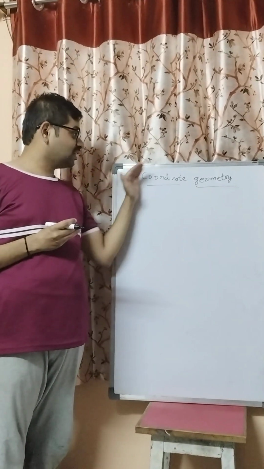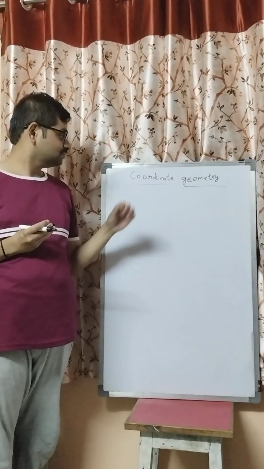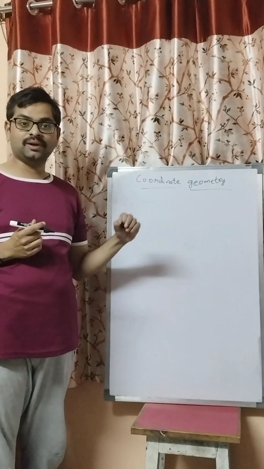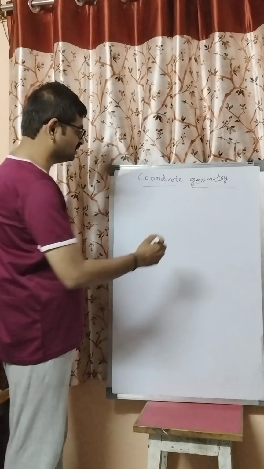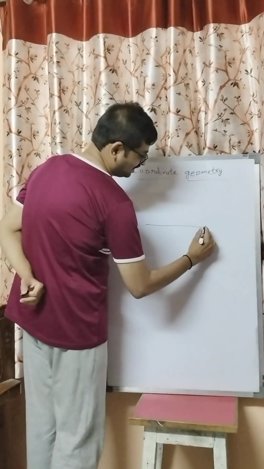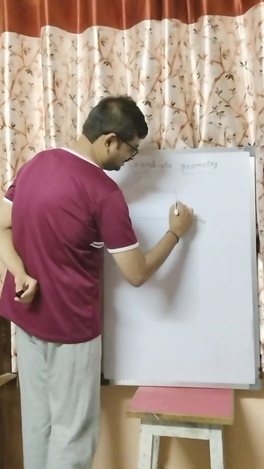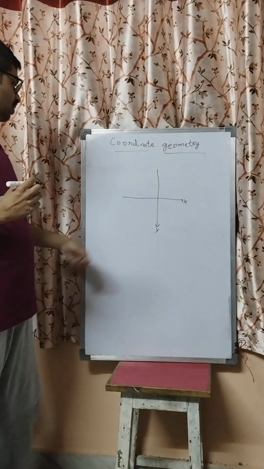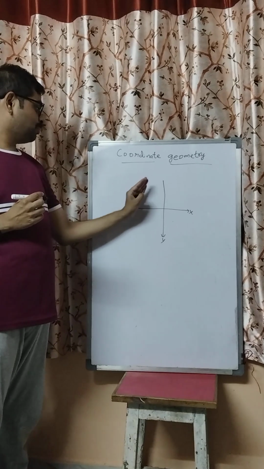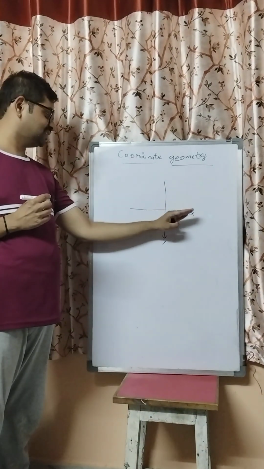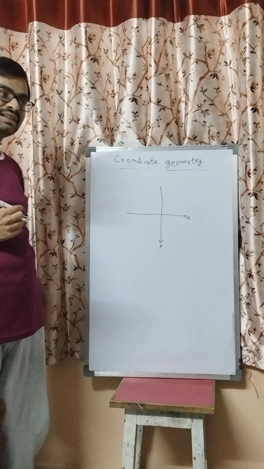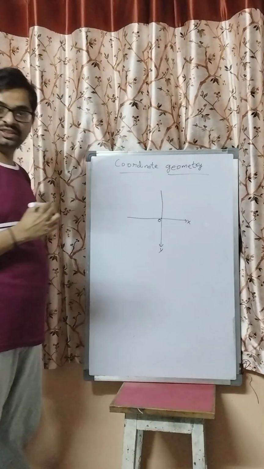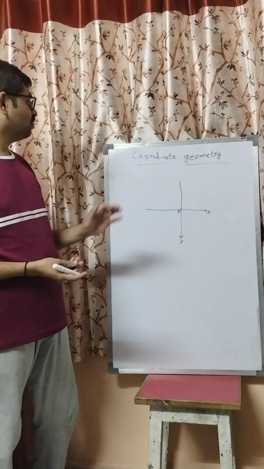So, if you consider this whiteboard as a Cartesian plane, here in this Cartesian plane we will represent the two axes. So this is the x-axis and this is the y-axis. The point of intersection of the x-axis and y-axis is nothing but the origin point. This is the origin point O.